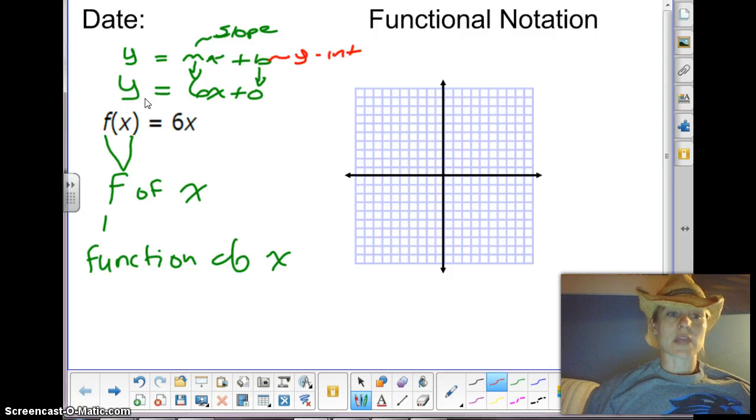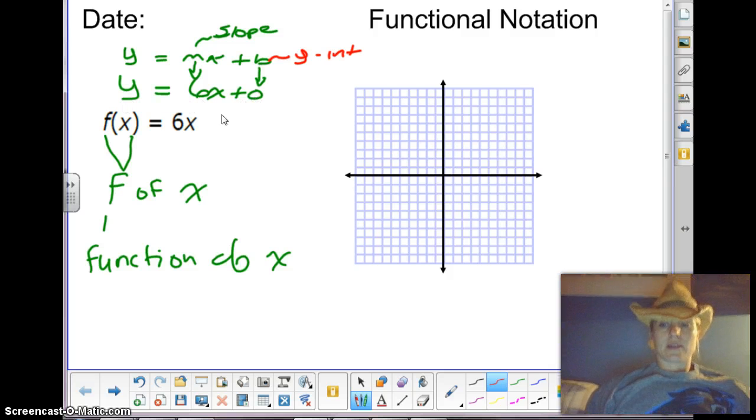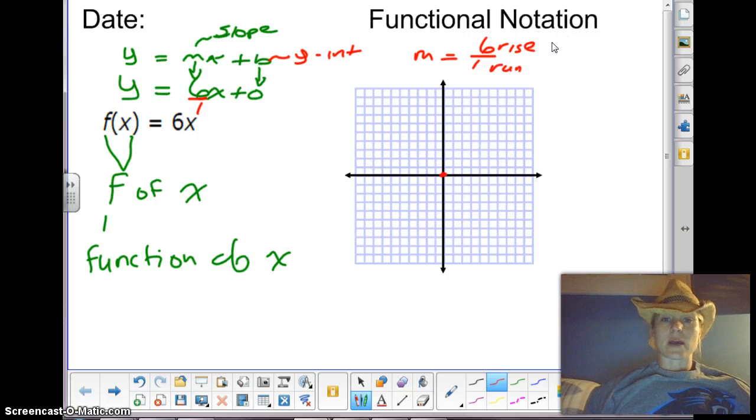Okay? So looking at this equation, if I want to graph it, I know that the y-intercept is at 0, so I can put a little point here. And then the slope is the whole number 6, or 6 over 1. So let's do that, 6 over 1. And if you remember from last year, this is how much it can rise, and this is how much it runs. So remember, rise is how far it goes up on the y, and run is how far it goes over on the x. So here I can tell it's going to go up 6 on the y, 1, 2, 3, 4, 5, 6, and then it's going to go over 1 on the x.